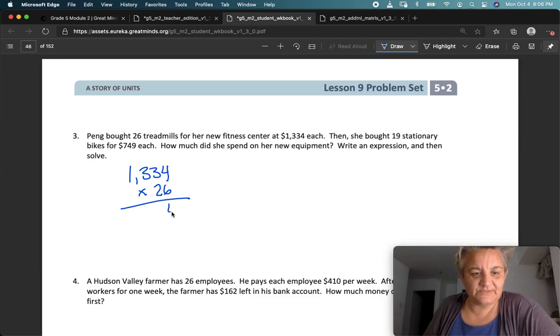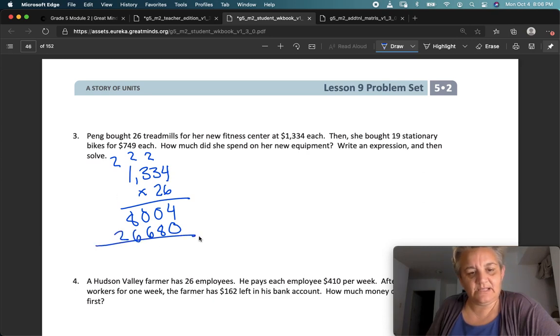So 6 times 4 is 24, carry the 2. 6 times 3 is 18 plus 2 is 20, carry the 2. 6 times 3 is 18 plus 2 is 20, carry the 2. 6 times 1 is 6 plus 2 is 8. Now the tens, 2 times 4 is 8, 2 times 3 is 6, 2 times 3 is 6, and 2 times 1 is 2. And 4, 8, 6, 14, carry the 1, 3. That's how much she spent on treadmills.